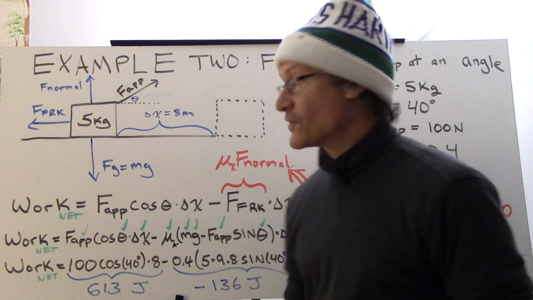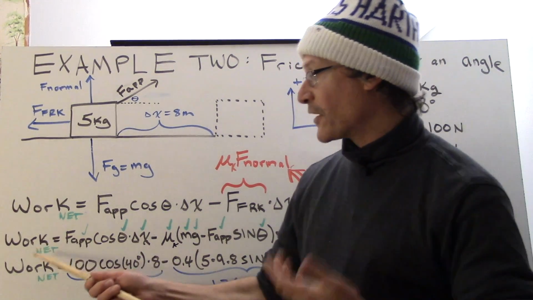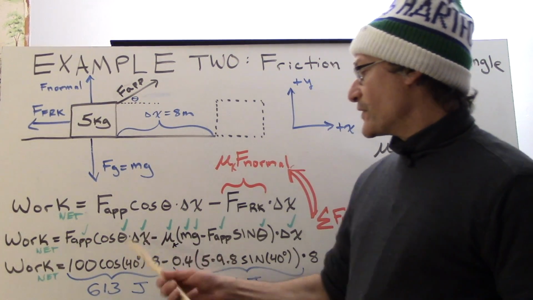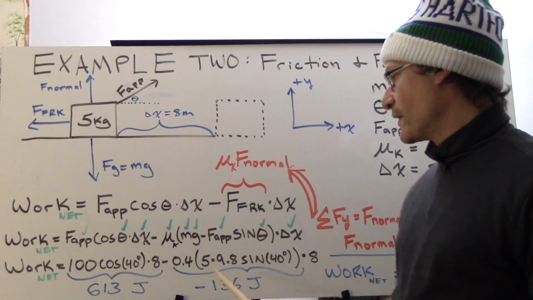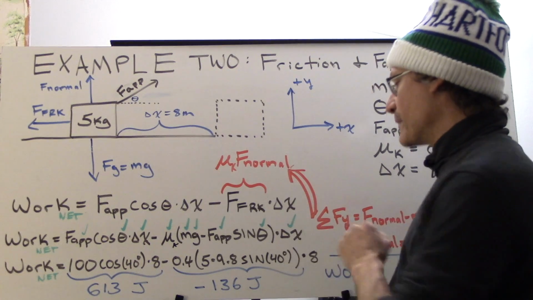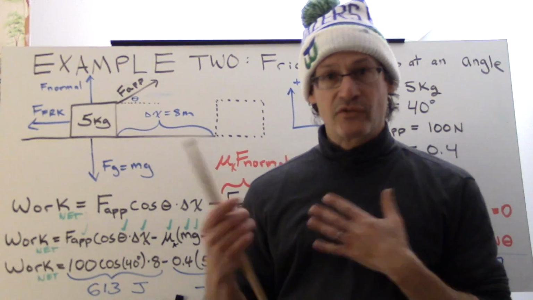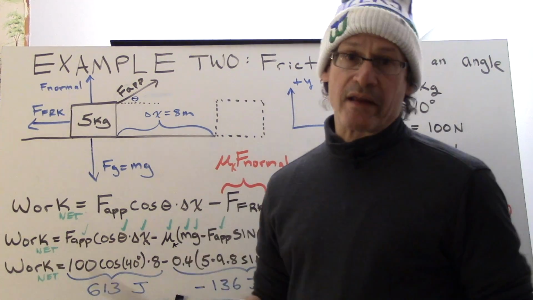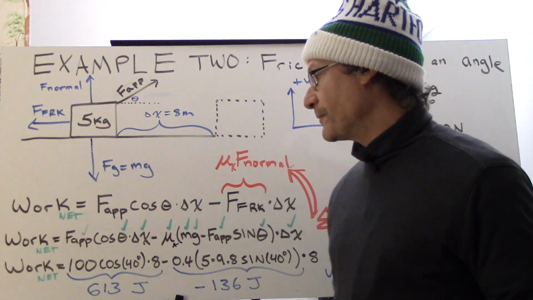So now it looks like this in the second line. The net amount of work is force applied cosine theta delta x, same as before, minus mu kinetic, parentheses, mg minus force applied sine theta, that's the normal force, times delta x. I took the liberty of checking to see if we have all the values, and we do. All of these are known, which is great. That means we can calculate it through and get a number. So that's what I've done over here.